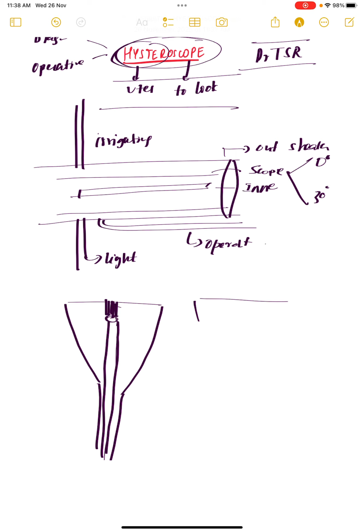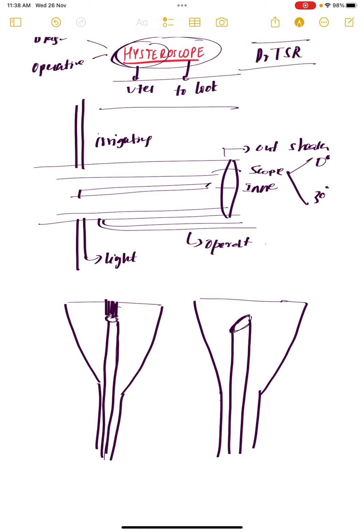But when it is 30 degree, again it is the uterus, but 30 degree means there is some angulation. So when it is 30 degree, we can see from one angle to here. So we can see one cornua of the uterus. So what we usually prefer is the 30-degree angle scope. Okay, this is with respect to 0 degree and 30-degree angle.